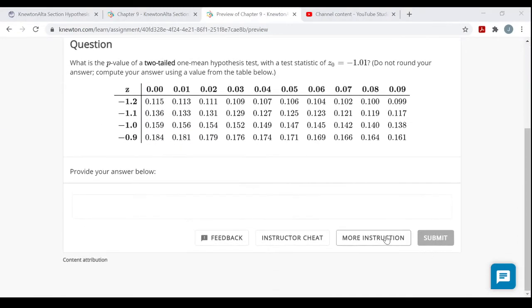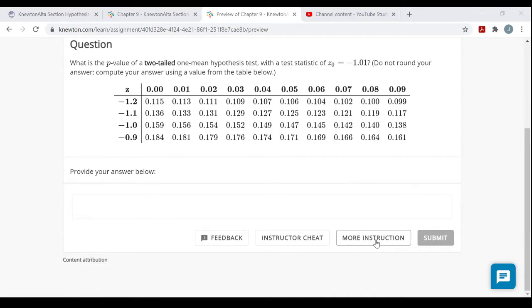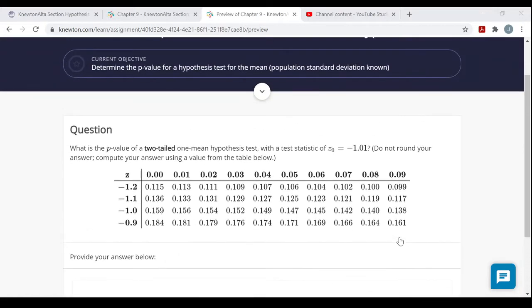First off, if you want to see more on the topic, more on the objective, please click on more instruction. Look at their videos, their notes, their examples, and hopefully those help you out.